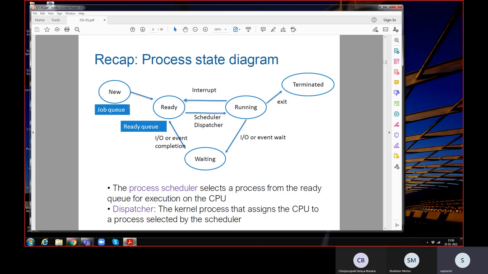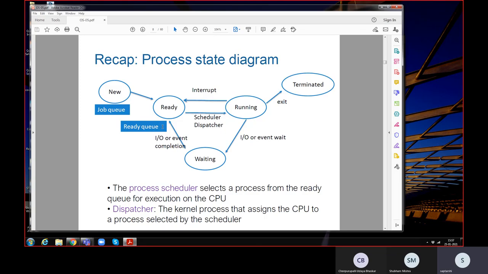Okay, so to continue our discussion. Initially the process was in the job queue. When it became ready, it was transferred to the ready queue. Now the scheduler, or the process scheduler, will look at this ready queue and select a process from the ready queue for execution on the CPU. How exactly is this done? Suppose there are 100 processes waiting in the ready queue. How will the scheduler select one process?